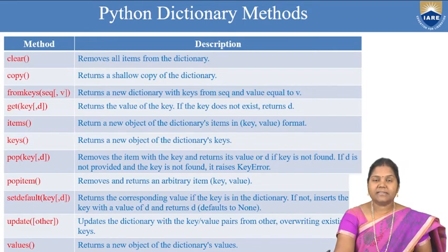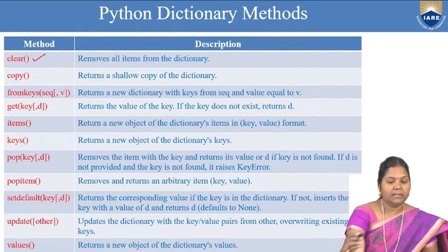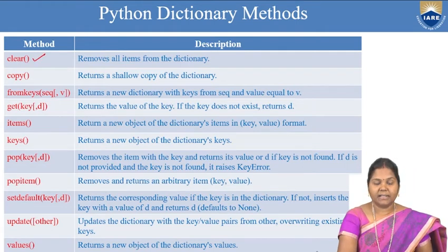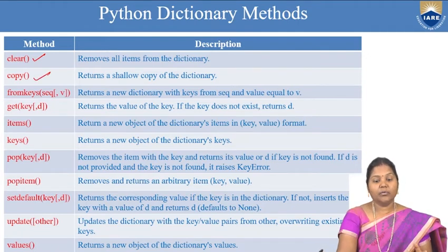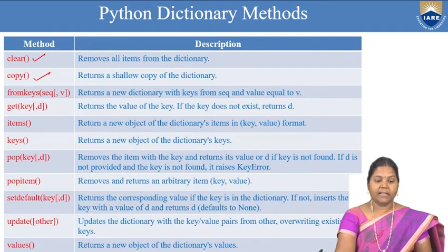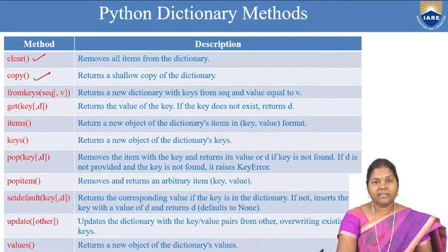Now, let us understand what dictionary methods are there in Python. Some of the methods we have used just now, and one is called the clear method. It removes all the items from the dictionary. Then the second one is called the copy method. It returns a shallow copy of the dictionary. If you want to create a duplicate dictionary, you can use this method to create a shallow copy. Then you can create a new dictionary with keys from the sequence and the value equal to v. If you want to do this, then you can use the fromkeys method.